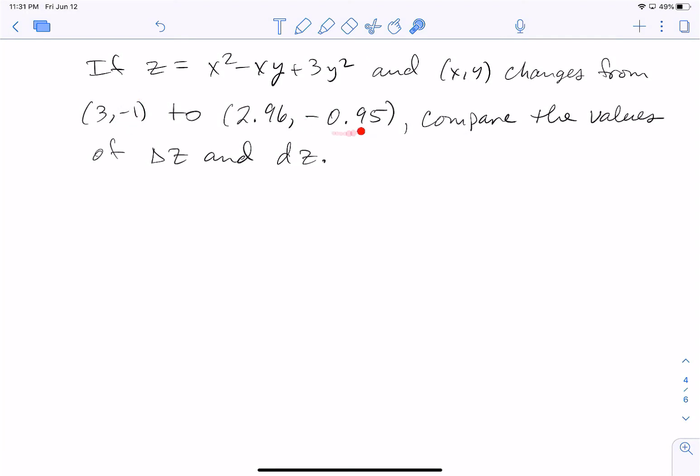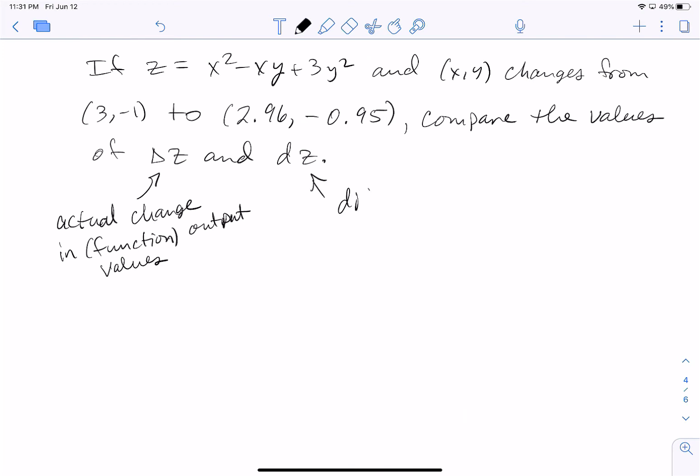Now, just to make sure we're on the same page here, delta z is the actual change in the function or output values. dz is the differential that we were just looking at.